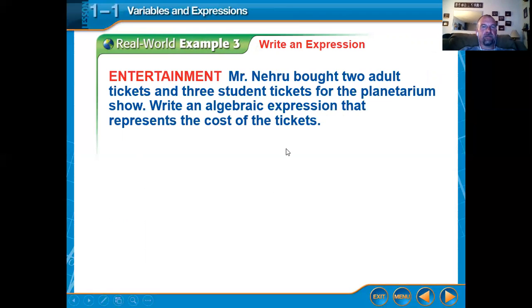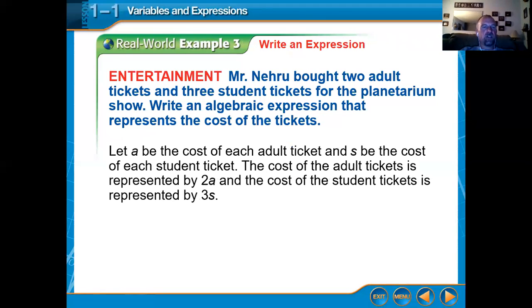Let's take a look at a word problem. Mr. Nehru bought 2 adult tickets and 3 student tickets for the planetarium show. An algebraic expression that represents the cost of the tickets. So we don't know how much an adult ticket costs. We don't know how much a student ticket costs. Those are 2 unknowns, and unknowns in an algebraic expression become variables. So I'm going to let A be the cost of an adult ticket and S be the cost of a student ticket. I really like to make the variables match the story of the problem, the words in the problem, so that I know exactly which variable means what part of the problem.